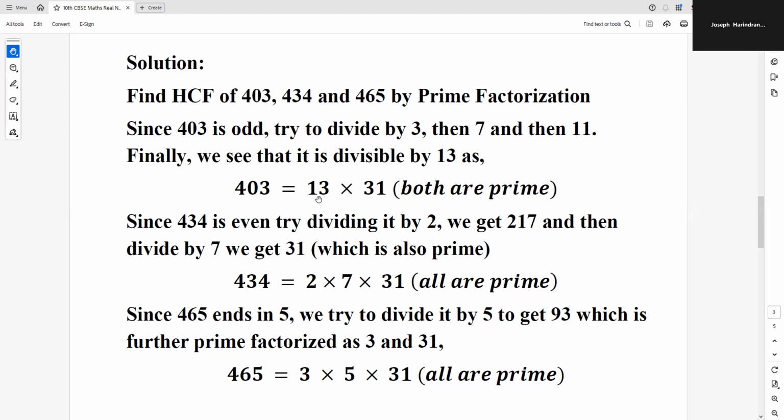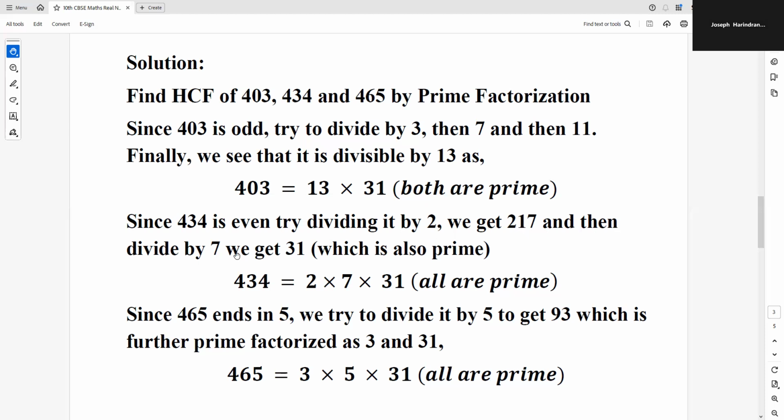See, there is a palindromic-like number here. 13 and 31 are sort of an interchange. If you just interchange the digits of 13, it becomes 31. A keen observation here. Next, the next number is 434, which is even, so we try dividing it by 2. It will be divisible by 2 and we get 217.